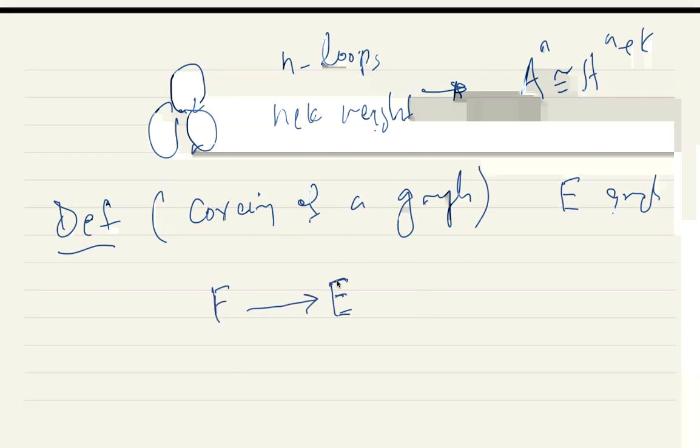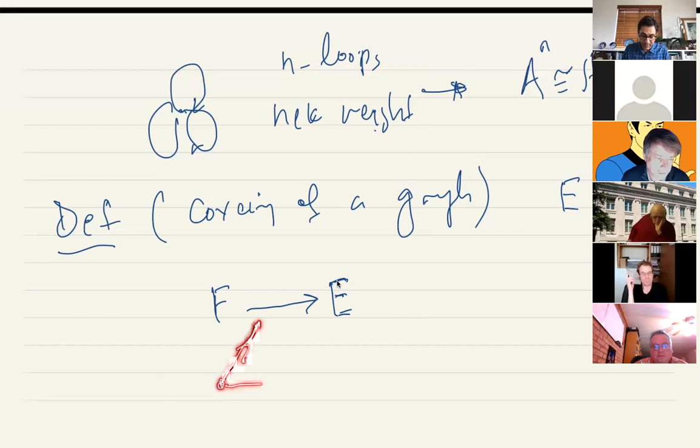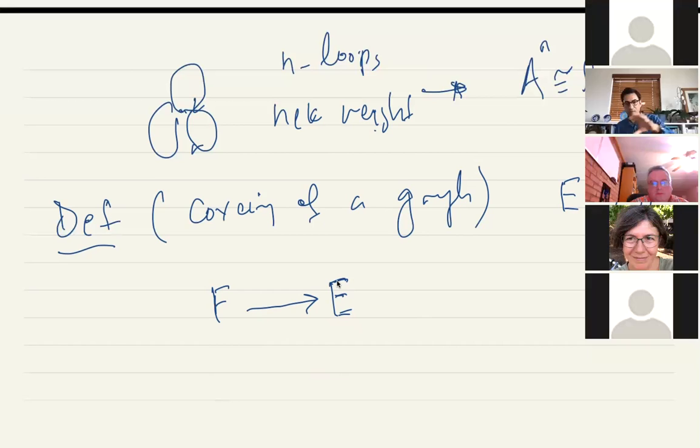If you have a morphism of graphs, meaning that vertices go to vertices, edges go to edges, and they fit together nicely. So if I start from here, and this goes here, and this goes here, the edge goes here, okay? So yeah, the source and the range of F when I push it to E match, they all match, okay? So this is called the homomorphism of a graph.